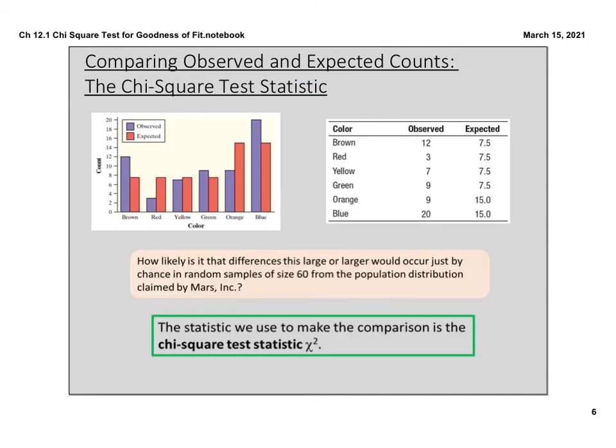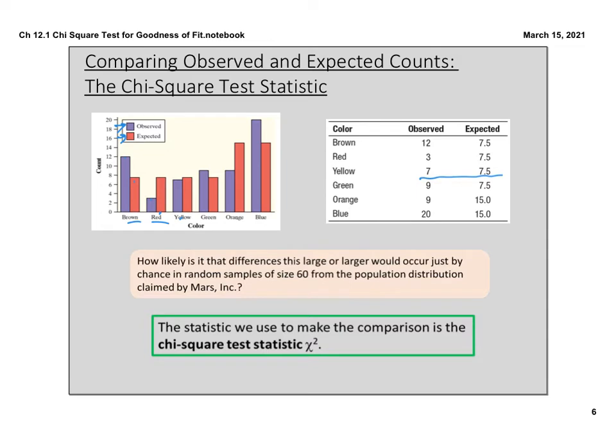All right, so let's take a look at just another comparison. The observed is what they saw in the bag. The red bars are the expected. So you can compare the two and see how different they are. Brown looks pretty different. You got 12, you expected 7.5. Red, pretty different. You got 3, you expected 7.5. Yellow is pretty similar. This yellow one right here, 7 and 7.5. Green, I would say green's not even really that different. They're pretty close, but they're still different.